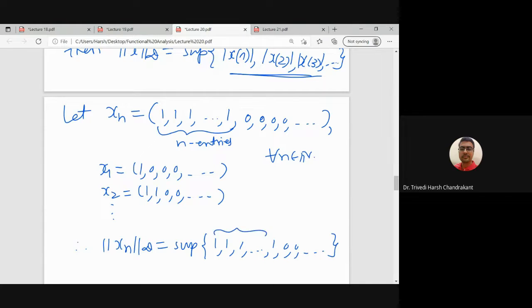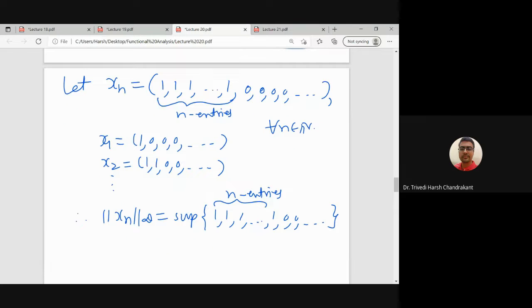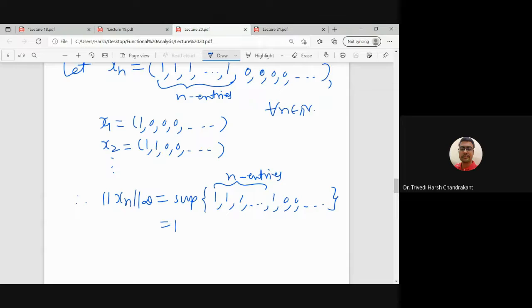First n entries. So supremum is basically 1, because we need to take modulus of each entry, but there are only 2 entries, 0 and 1. So both are positive. So modulus is also 0 and 1, and then its supremum is 1. So each xn has norm 1.